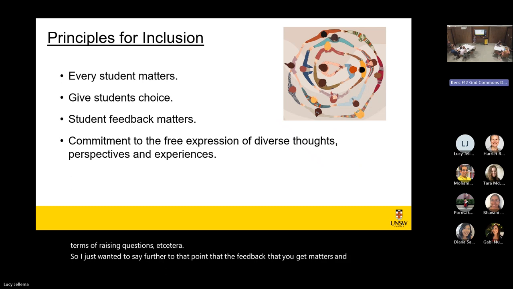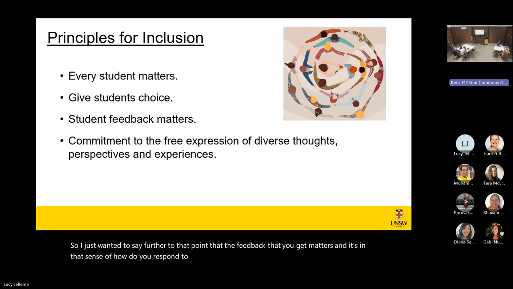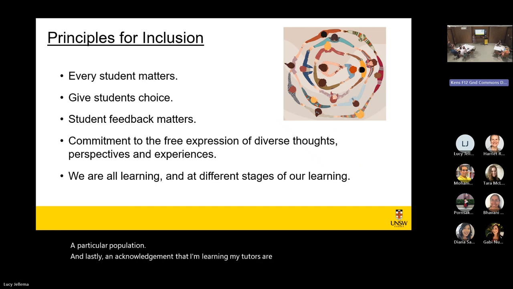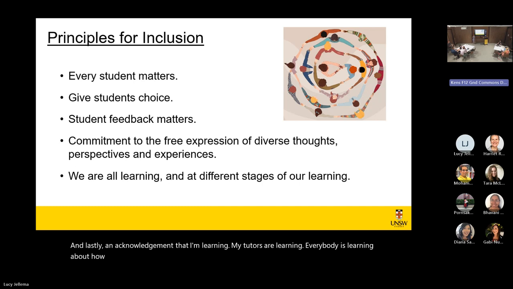And it's in that sense of how you respond to that feedback, because each cohort of students will perhaps be different. One of the commitments that I have is a commitment to the free expression of diverse thoughts, perspectives, and experiences. And again, that comes back to that sense of teaching to individual students as opposed to an aggregate or a particular population. And lastly, an acknowledgement that I'm learning. My tutors are learning.